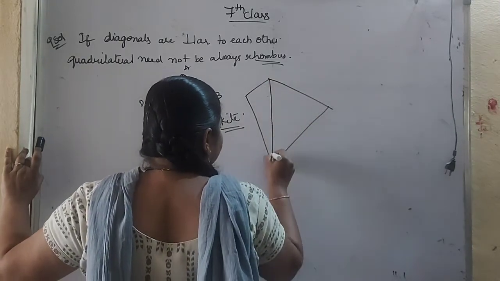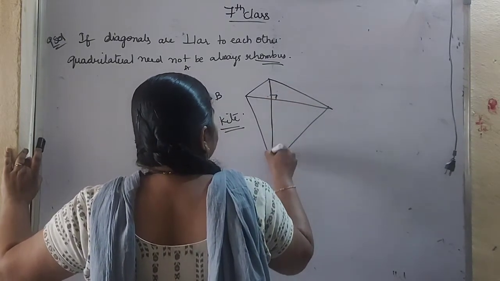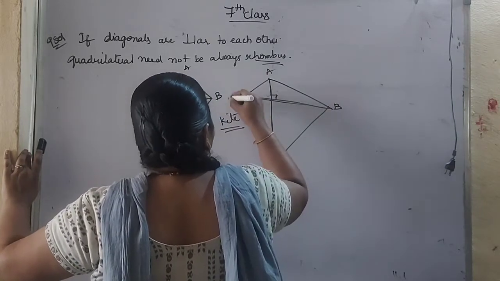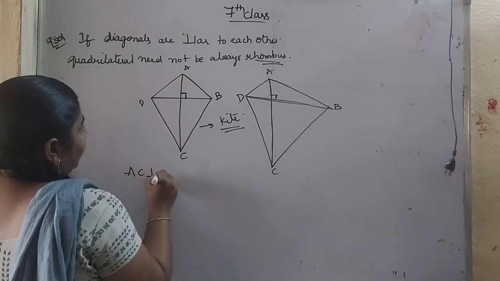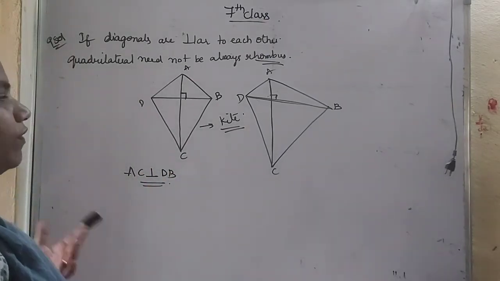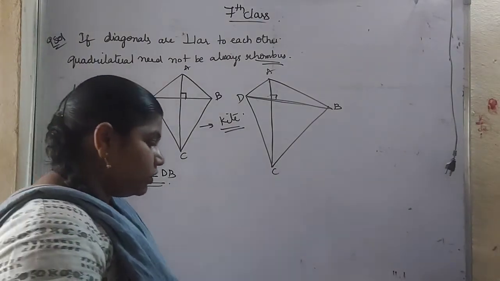So this is not a kite either. So this is another figure which has diagonals that are perpendicular to each other. So here we can take AC diagonal as perpendicular to DB diagonal. So it need not always be a rhombus. It can be any other figure also. So this is our ninth solution.